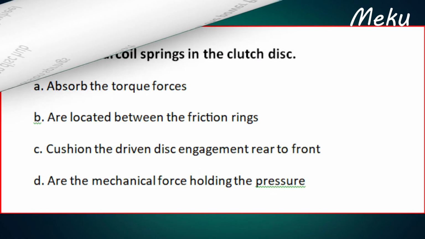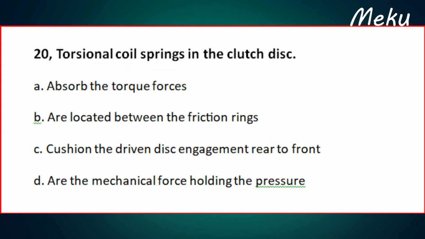20. Torsional coil springs in the clutch disc: A. Absorb the torque forces. B. Are located between the friction rings. C. Cushion the driven disc engagement rear to front. D. Are the mechanical force holding the pressure.